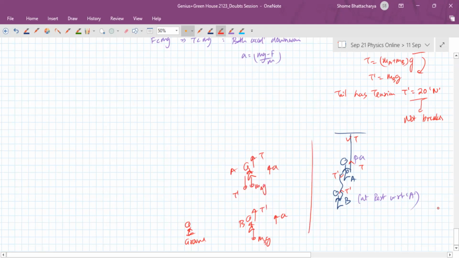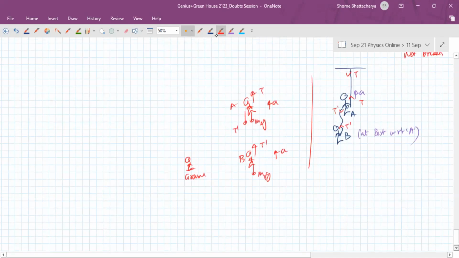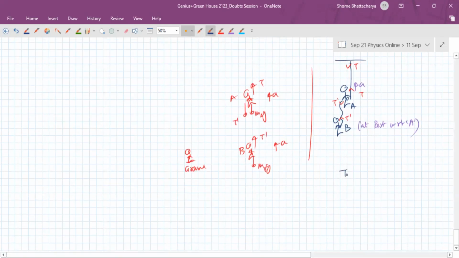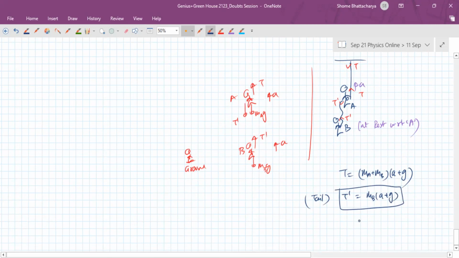So in the ground frame, both of them are accelerating at A. You'll see that you calculate the tension to be the sum of their masses into A plus G. And you'll calculate the tension in the tail to be mass of B into A plus G. Now you can see that T prime has become greater than 20 newtons.